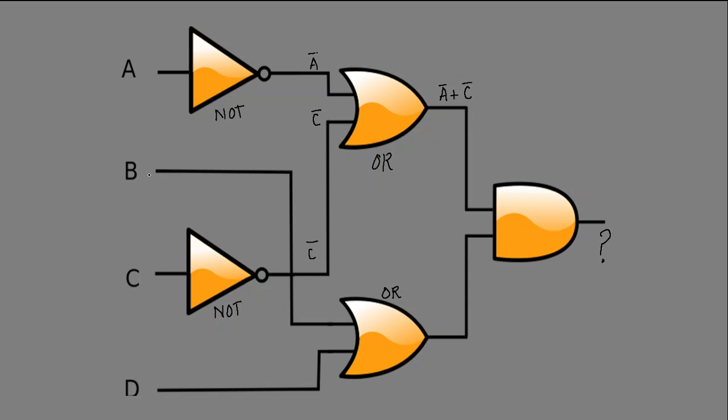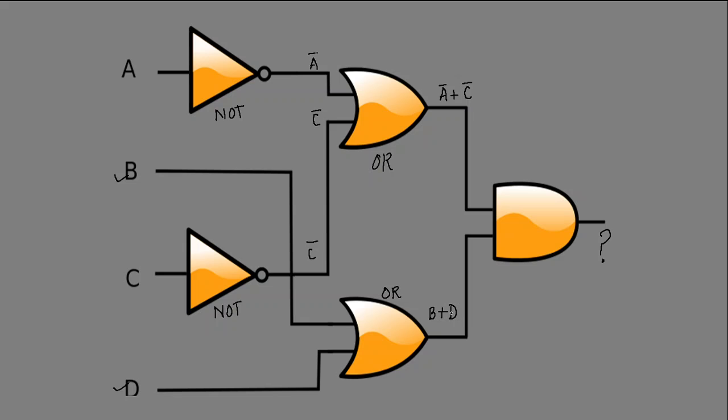Now let us focus on the remaining two inputs. The remaining two inputs are B and D. These two inputs B and D are acting as inputs to this OR gate, and you can see the B signal is directly given to the OR gate, and D is also directly given to this OR gate. So the OR gate's terminology is to provide a plus sign between the two inputs.